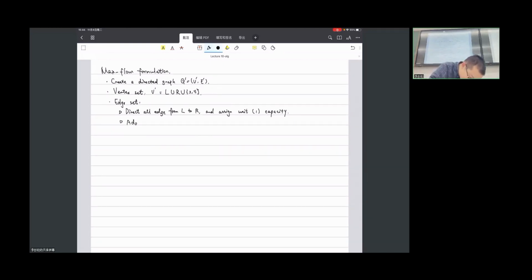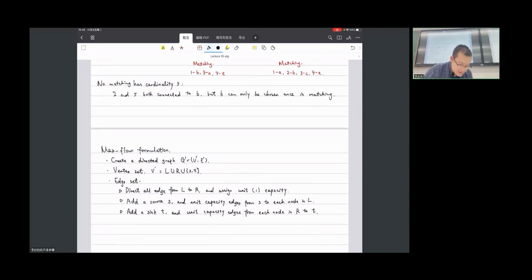So we are going to add a source S and unit capacity edges from S to each node in L. And the third thing that we are going to do is add a sink T and unit capacity edges, this time from each node in R.